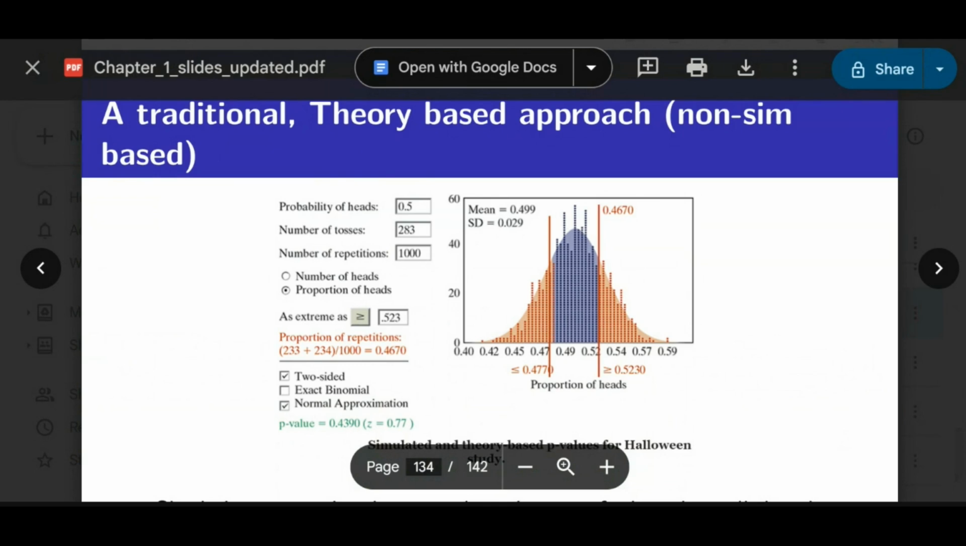Remember two-sided test from last week? All right, you count the cases. So in other words, there were 233 cases here. You can see dots here. And there are 234 on here. You add the two together, that gives you the p-value.